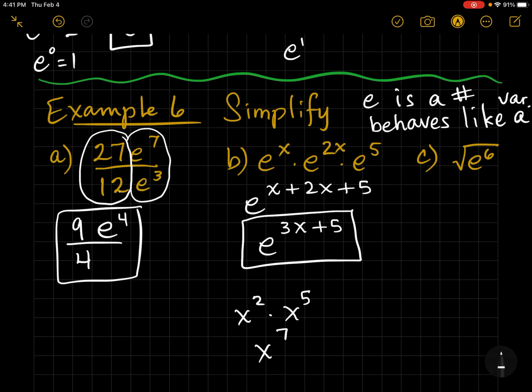Now what about this one? The index is 2, so 6 divided by 2 is 3. Do we need absolute value bars? Even, odd? One might say yes, but I say e is a positive number. So the answer is just e to the 3rd.